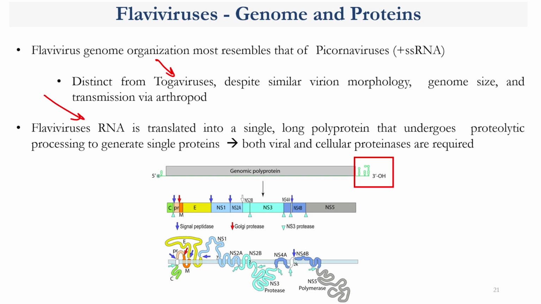Now, again, your RNA is translated into a single long polyprotein. It needs to get processed, just like we have seen before, so proteolytic cleavage. And you require both your viral and cellular proteinases. So here's your 3' end, secondary structures on the 3' end, here's the 5' end, various proteins, and that's how it gets synthesized. See how it's still attached to the membrane as it's being synthesized? And all these different arrows indicate where the protease cleavage will take place, okay?